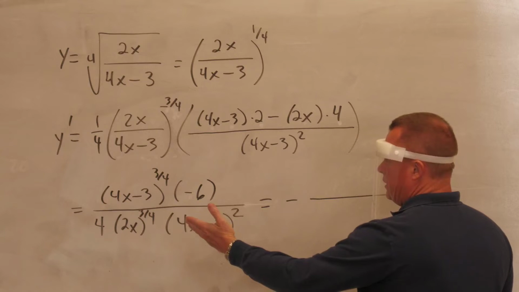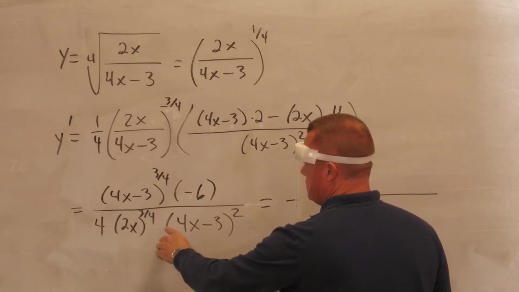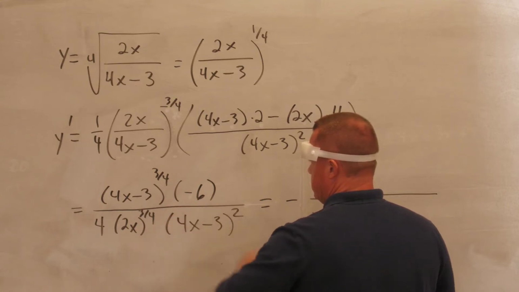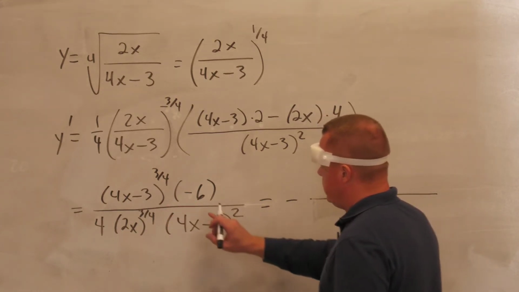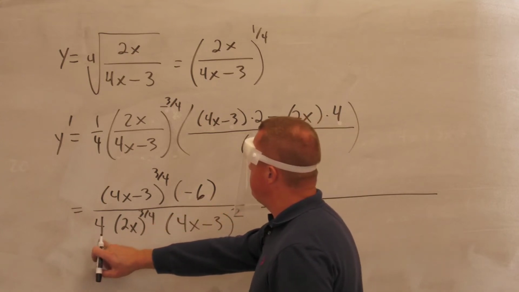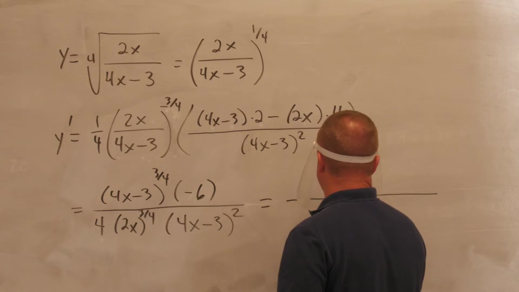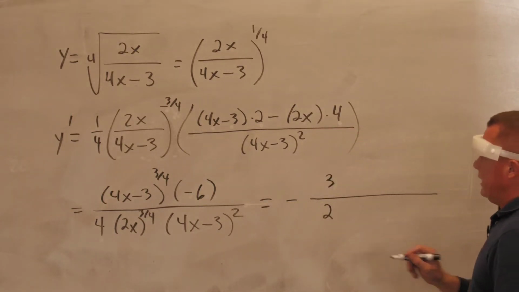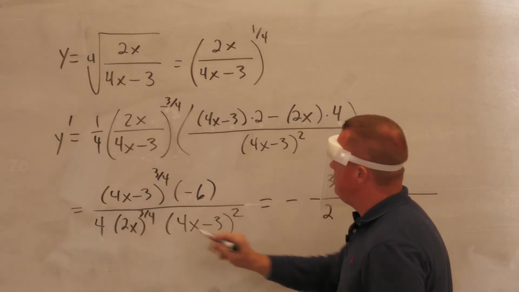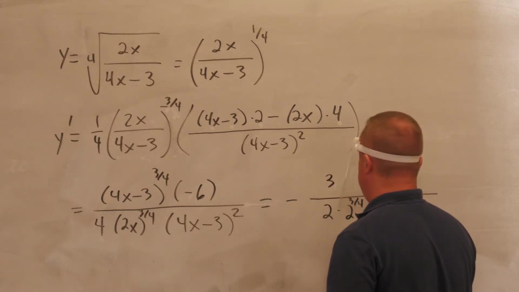I'll look at the numbers here. All right, so I've got 6. Well, I could reduce 6 over 4 first. Let's go ahead and do that. 6 over 4 would be 3 over 2. Okay. And then here I've got 2 to the 3/4 power, and I've got x to the 3/4 power. Right?